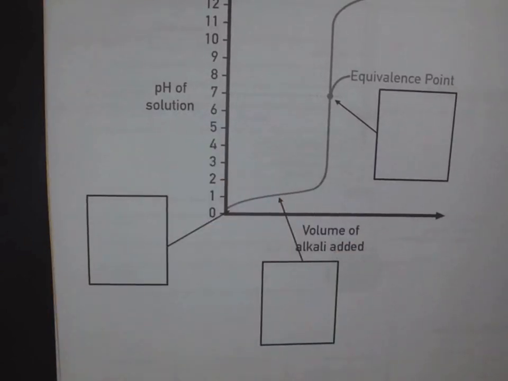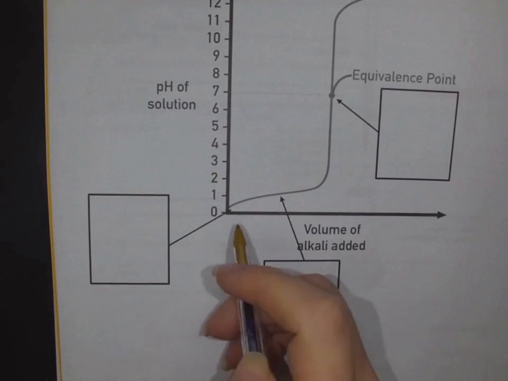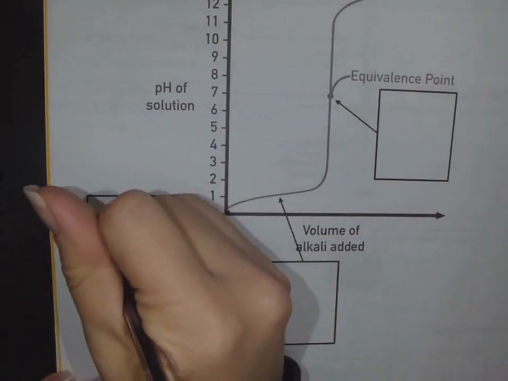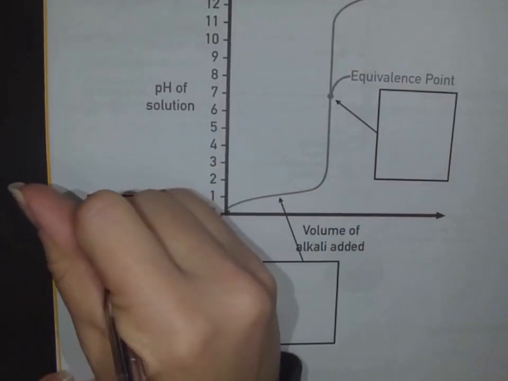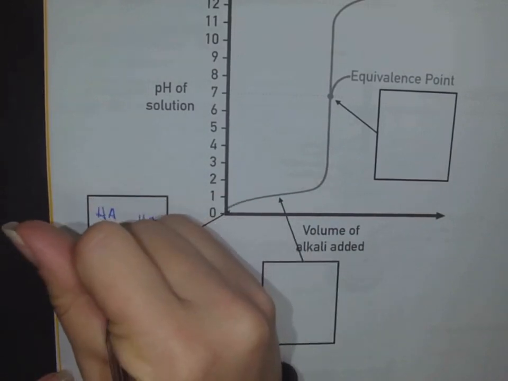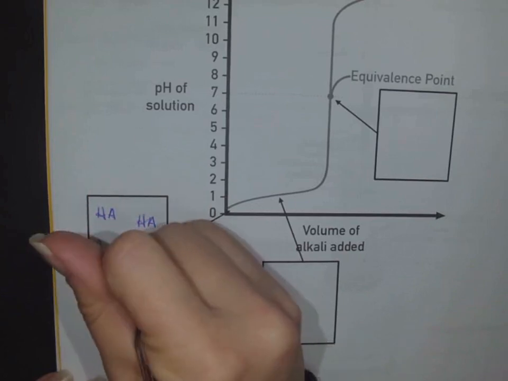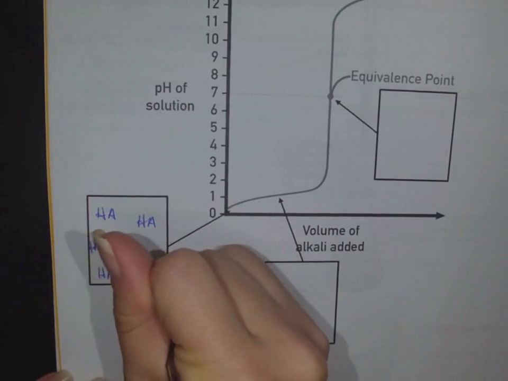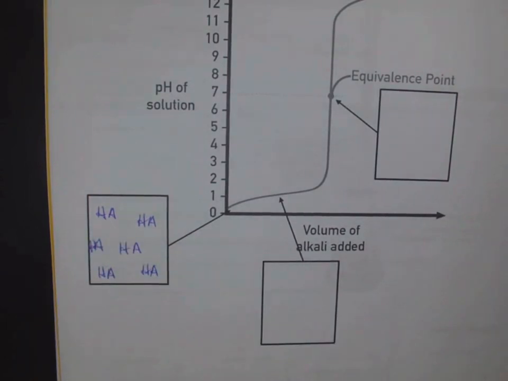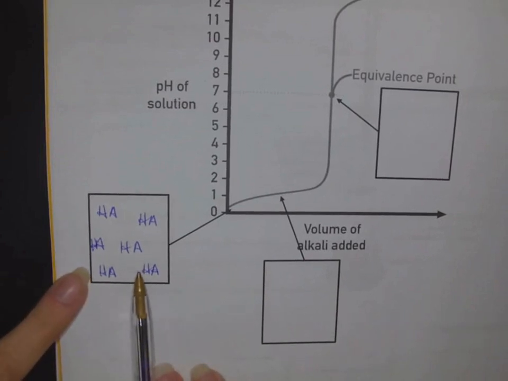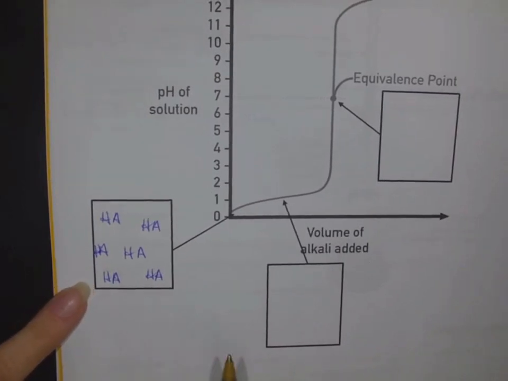So at this point, I have solely acid. Okay, so like let's just do HA 1, 2, 3, 4, 5, 6. Okay, so we have this acid here. Okay, and it's going to start to react. Now I want you to think about this for a minute.